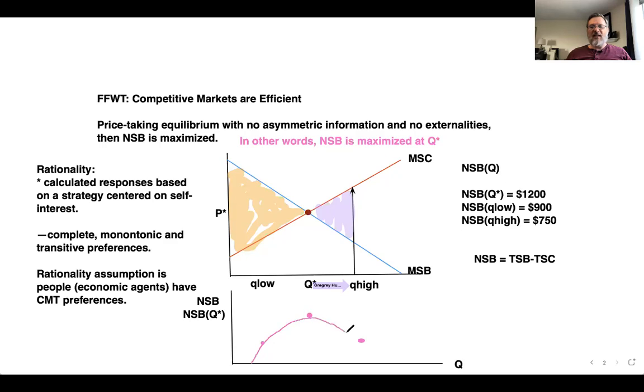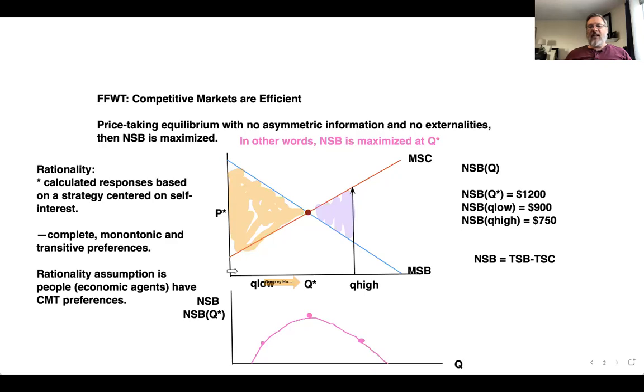and actually hit a peak, right? The top of it, the maximum, is at Q star. Do you see what I'm saying? Yep. All other quantities give us a lower net social benefit than Q star.